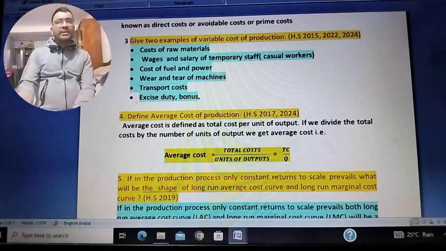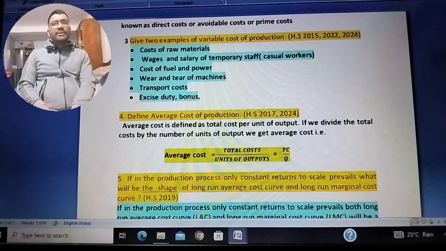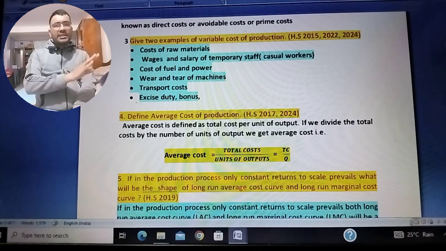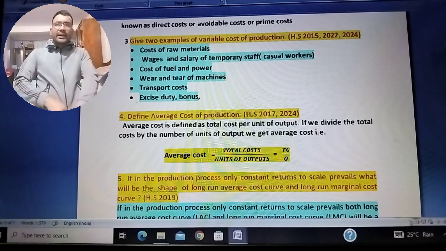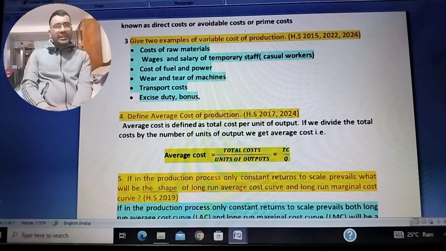So total variable cost is changing, but per unit variable cost at rupees 2 is always fixed. Wages and salary of temporary staff, which is also known as casual workers. Salary of permanent staff is a fixed cost, but salary of casual workers or temporary staff is variable.